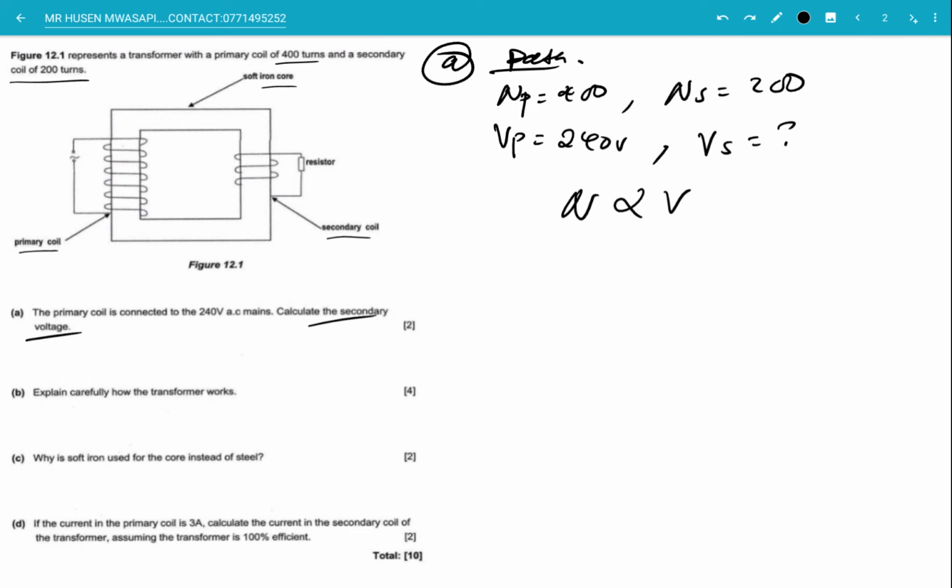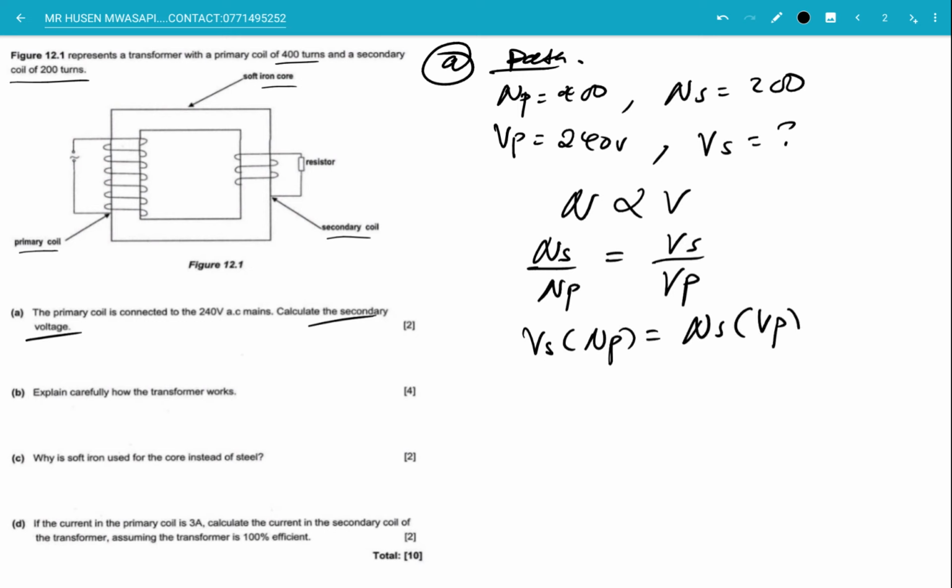So this means that if the number of turns is proportional to voltage, then Ns over Np, the number of turns in the secondary over the number of turns in the primary, is equal to Vs over Vp, the voltage in the secondary over the voltage in the primary. Since we're looking for the voltage in the secondary, we can make Vs the subject of the formula by just cross multiplying. Don't ever write that out on the question paper. Just cross multiply in your head. So you're going to have Vs times Np equal to Ns times Vp.